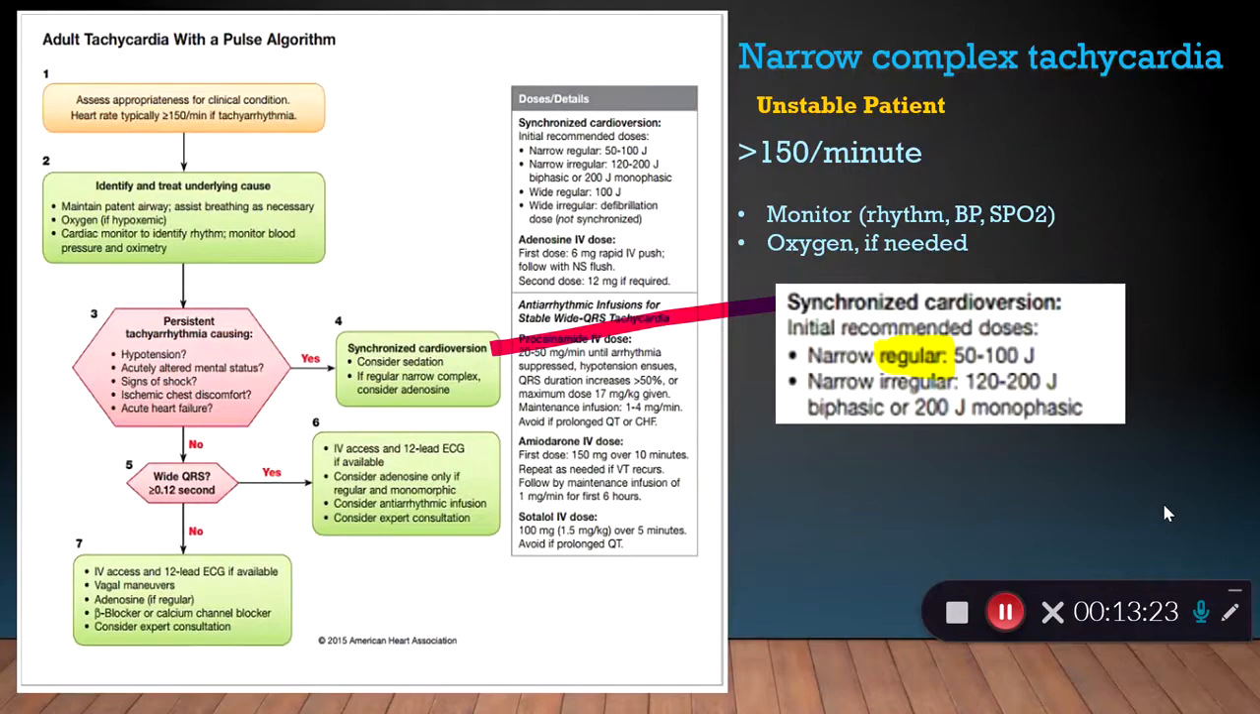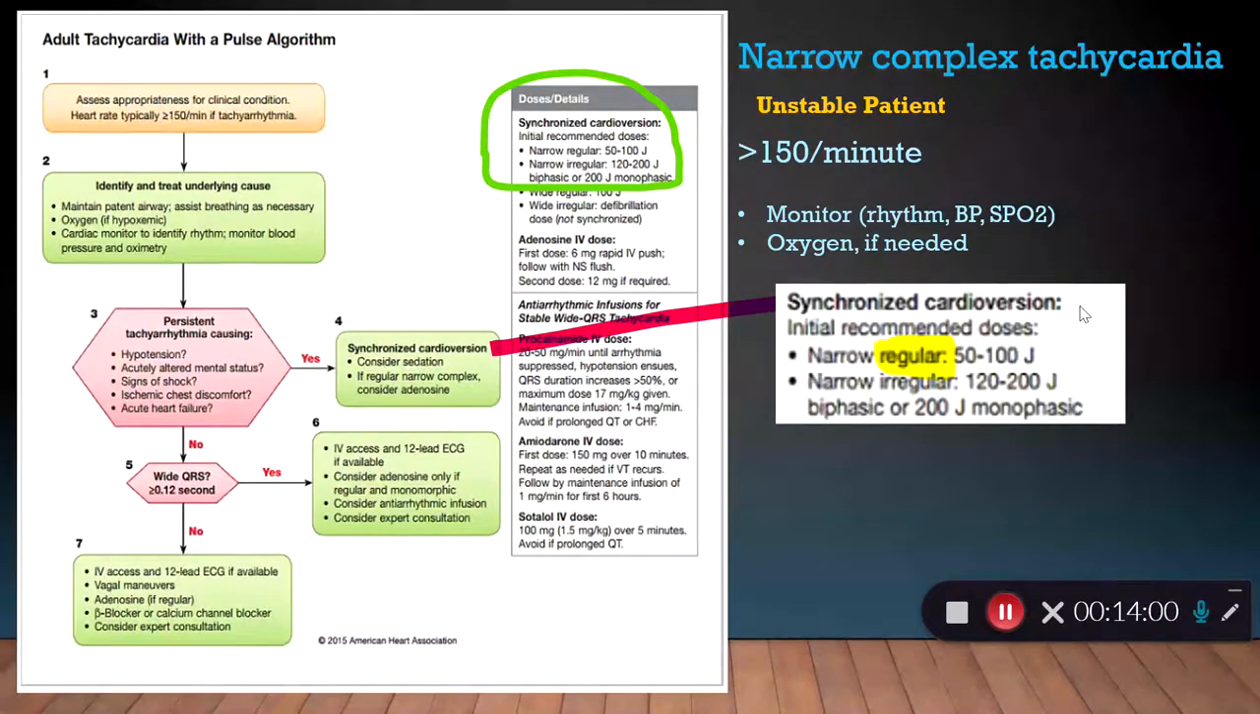Okay, so right over here in our red box, are there any signs of poor perfusion here? We said yes. It's going to push us right over, and boom, right off the bat, the first thing we're going to see is that synchronized cardioversion. Okay, and this is going to happen quickly. If you've got an unstable patient, they don't have a lot of time for us to be dinking around. Okay, now look, there are 2 different voltages for regular and irregular. Okay, so right up there is where we're going to find our doses.